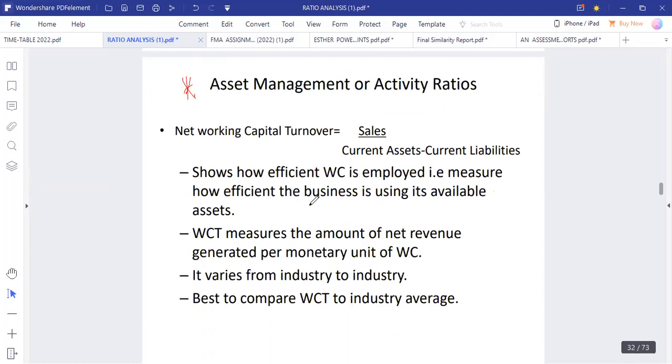Then this is where we ended, where we have asset management ratios or activity ratios. There's one other ratio which is called the net working capital turnover.